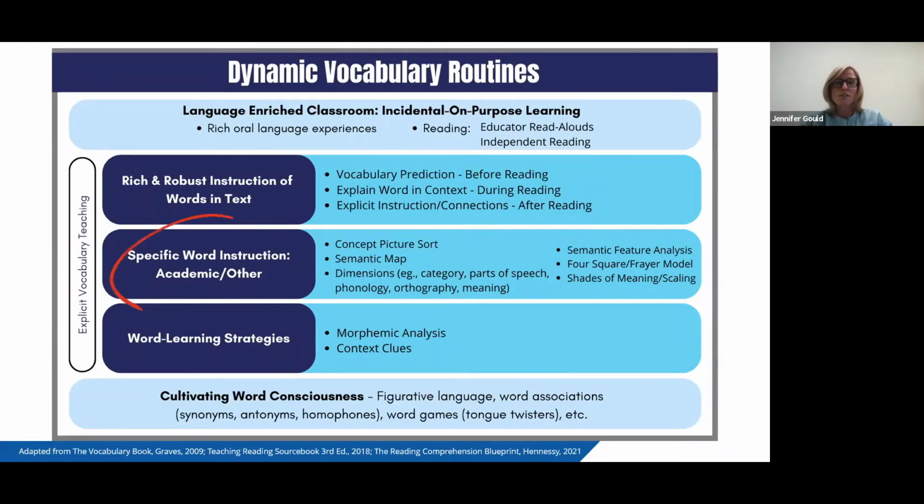So another way that students can be taught words is with specific word instruction routines. There are many, many strategies available to support explicit instruction of academic and other tier 2 and 3 words. It is recommended that educators use one strategy at a time that best fits the word or a set of words. But for the sake of time today, we will only briefly review the 6 routines you see listed here.